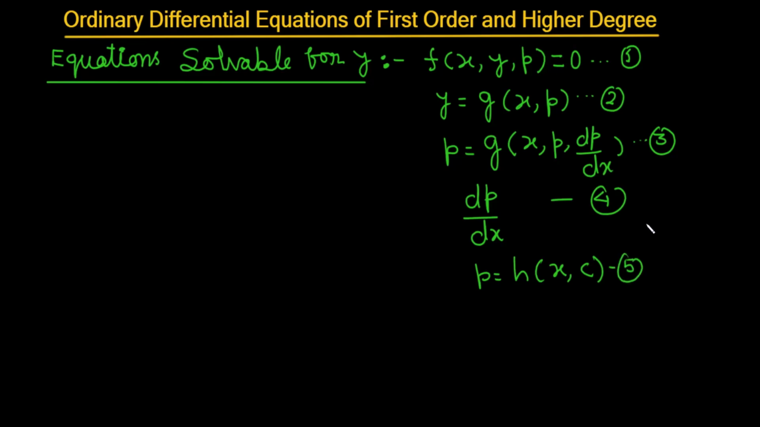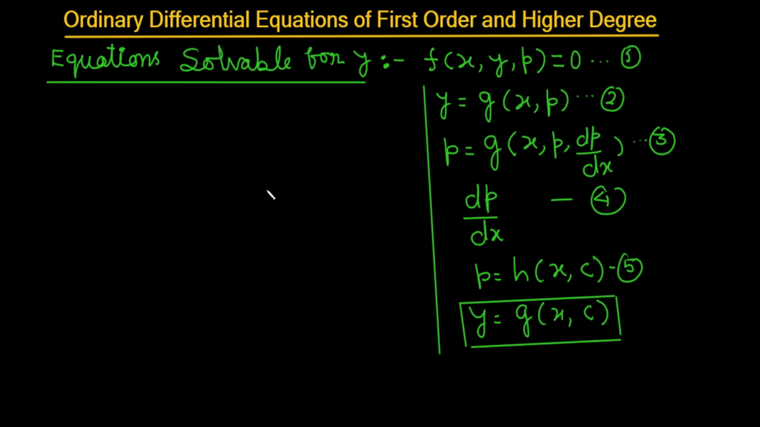So our equation number 5. We will eliminate p between equation number 2 and 5. So p will be removed from equation number 2, and we will get y as a function of the x variable, and it will involve the arbitrary constant also. So that way we will get the solution of the first order and higher degree equation as y equals some function of x comma c. This will be our solution.